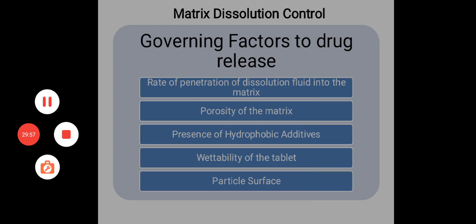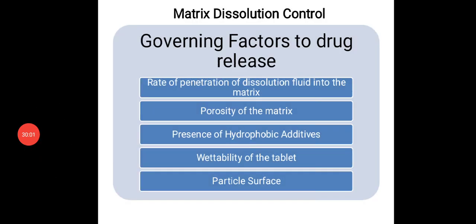The matrix dissolution control, you know what is matrix dissolution control. In case of matrix dissolution control, the dissolution or the drug release is governed by various factors like rate of penetration of dissolution fluid into the matrix system, porosity of the matrix, presence of hydrophobic additives, wettability of the tablet, and particle surface.